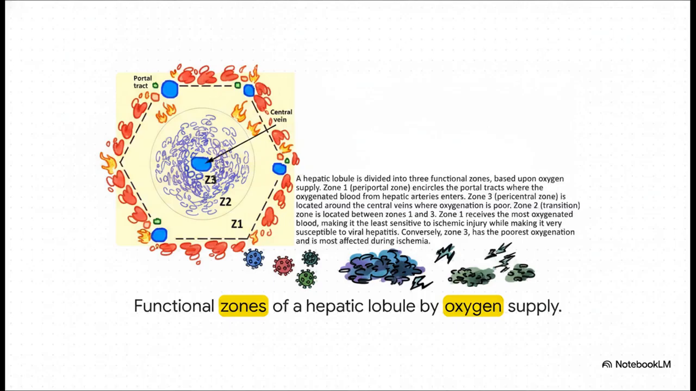But as we move inward to Zone 3, the pericentral zone right around the central vein, the oxygenation is extremely poor. And guys, this is a massive buzz point for your exams, because Zone 3 has the absolute poorest oxygenation. It is the single most vulnerable area to metabolic and toxic injuries, as well as ischemia. Keep Zone 3 locked in your mind, because our suspects love to strike there first.